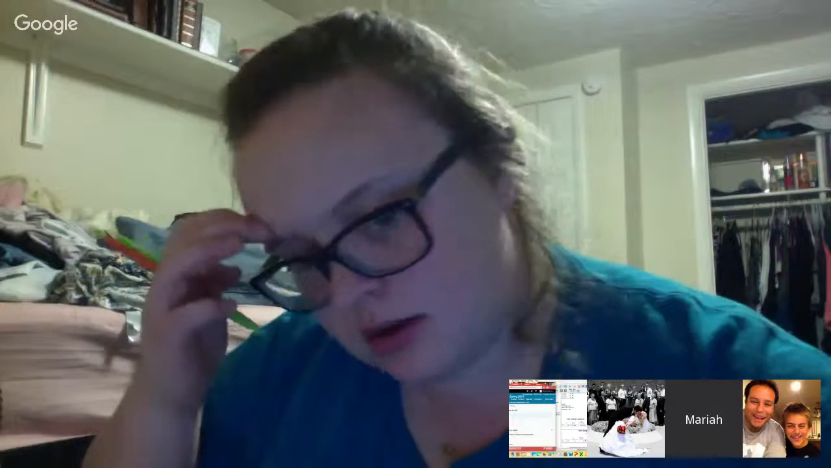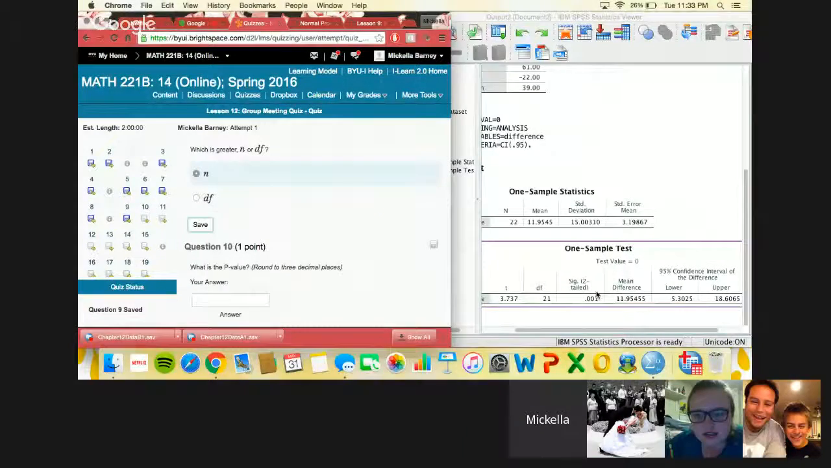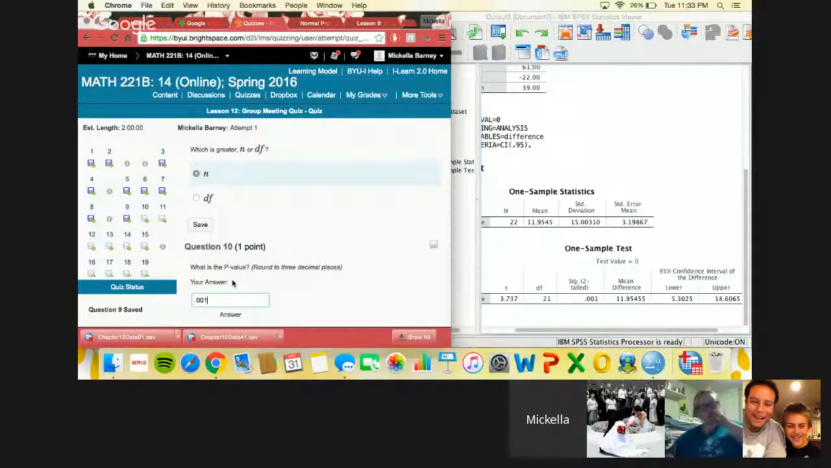Okay, so which one's the p-value on here? It's this. The p-value is the sig thing. So that's 0.001. Yeah, and then the level of significance is 0.01. So the p-value is less than the level of significance, so we reject the null.